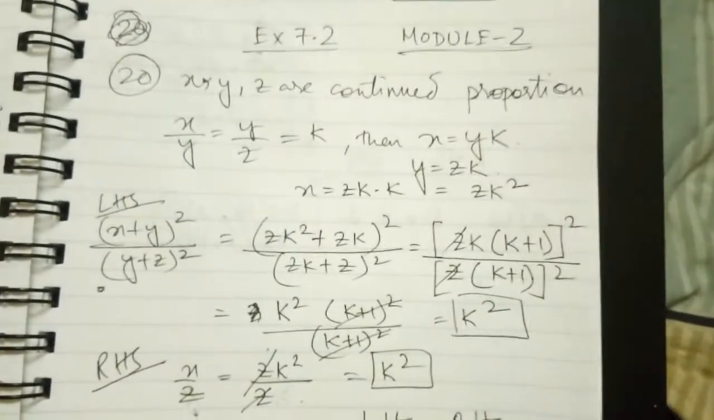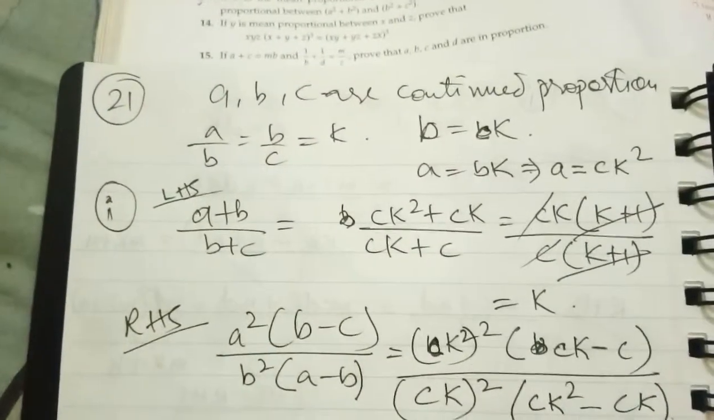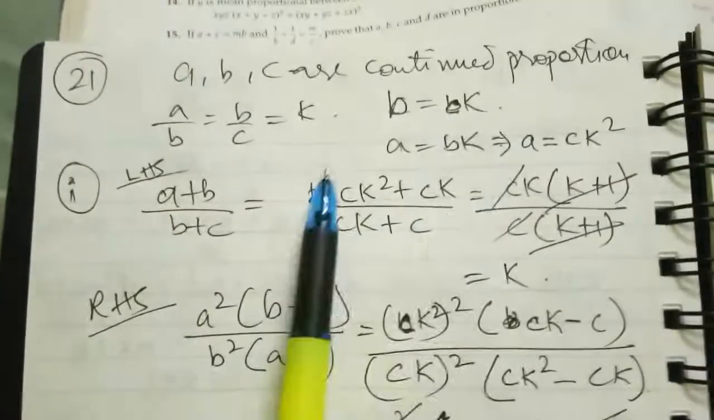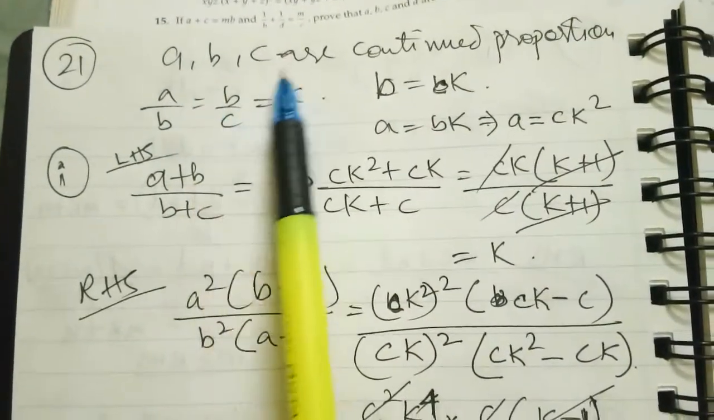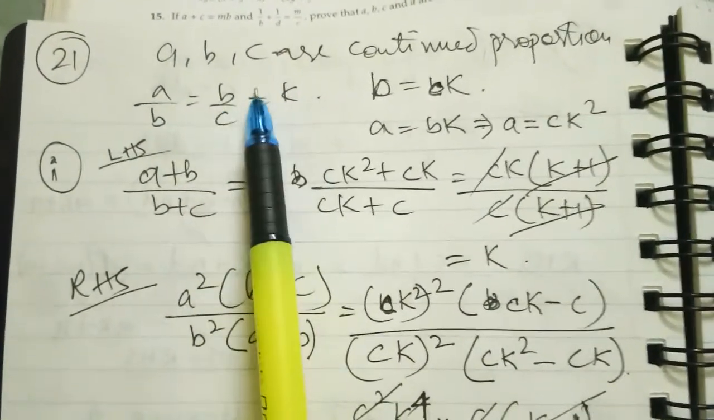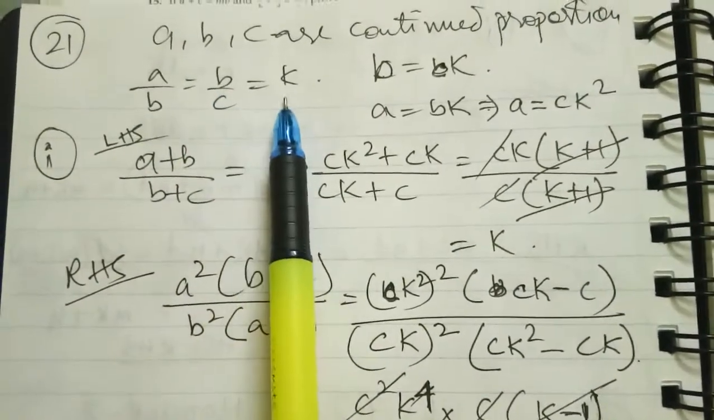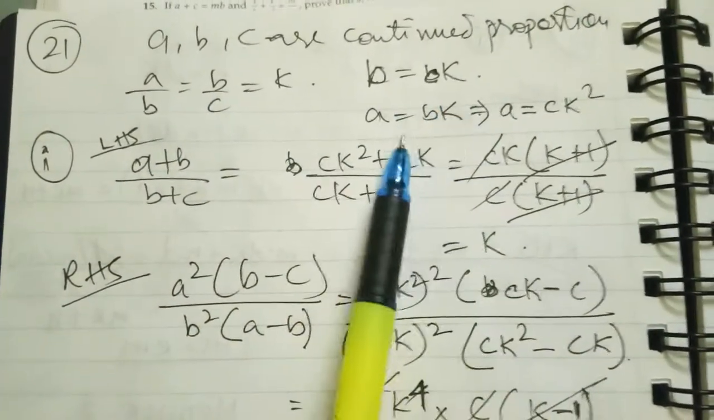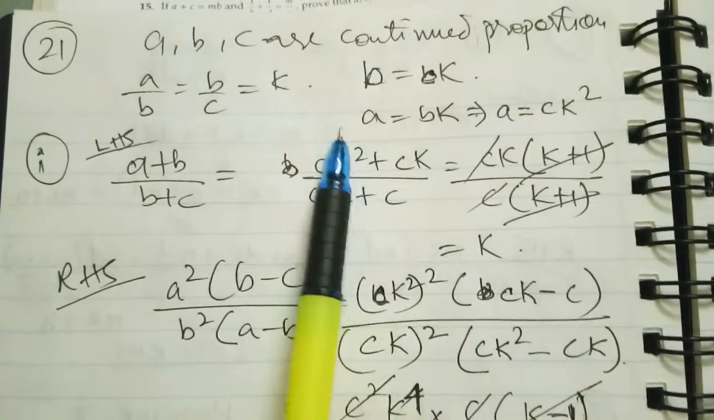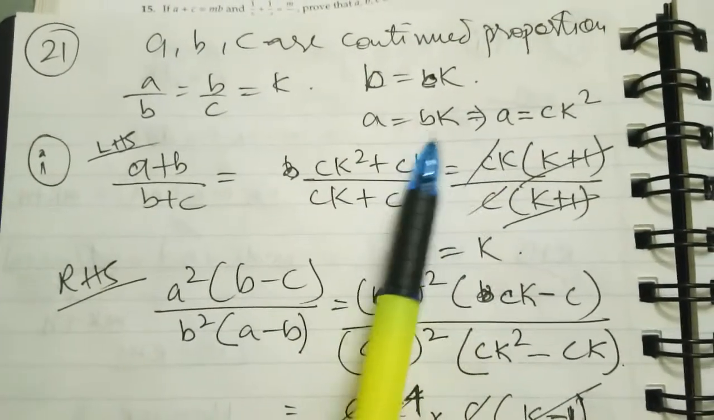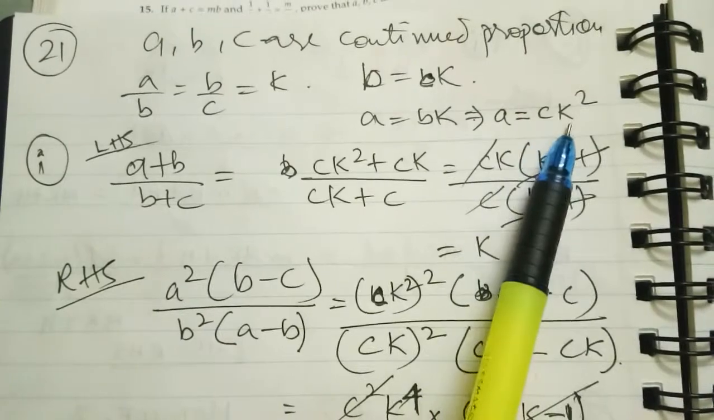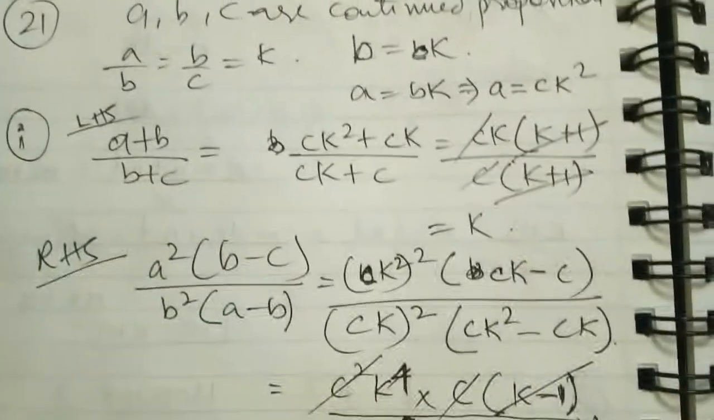Okay, next we come across one more question in this exercise, that is 21 Roman 1. This is also given in continued proportion. They are given a, b, c. Here it is given a, b, c. Then a by b equals b by c equals k, and b equals ck, and a equals bk. In place of b I have written the value ck, so a equals ck square.